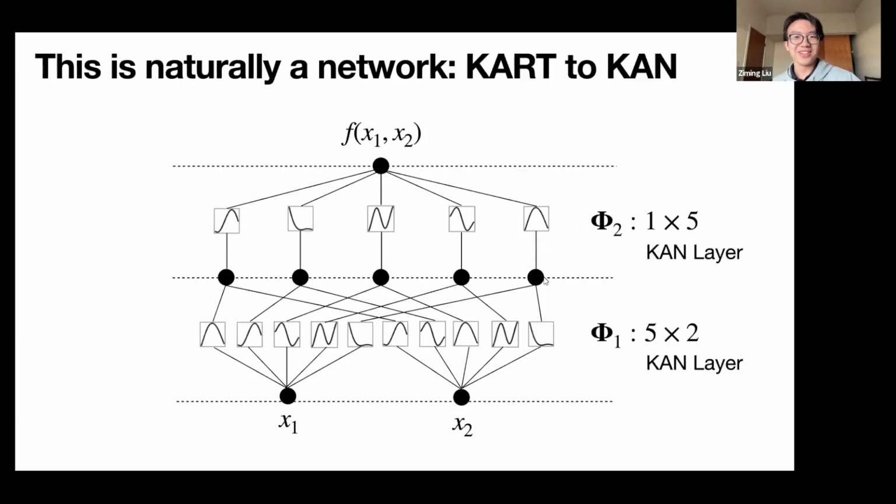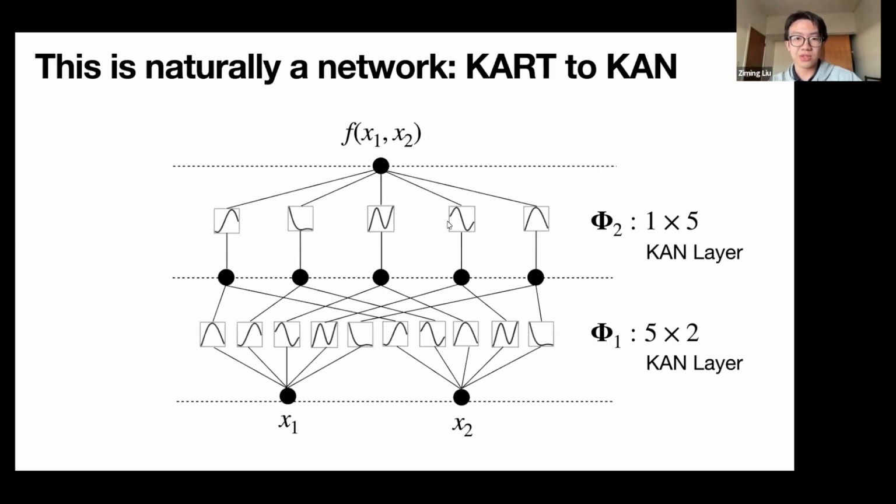Right. So this is naturally a neural network, because when you look at it, it has 2 input neurons, 5 hidden neurons, and 1 output neuron. This is quite reminiscent of a standard MLP. We can abstract this into a network, and even abstract this into layers.